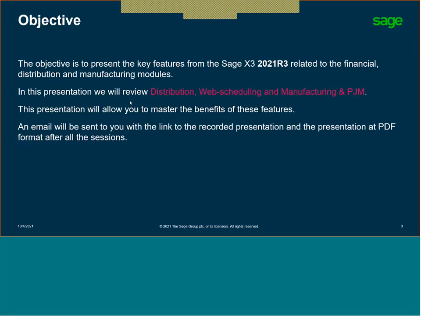So, as a reminder, the objective of this event, in fact, new features highlight, is to present the key features from the Sage X3 2021 R3 release related to the financial, distribution and manufacturing modules. So for today, will be presented distribution, web scheduling, and manufacturing and PGM. Concerning the finance new features, they will be presented the 13th of October.